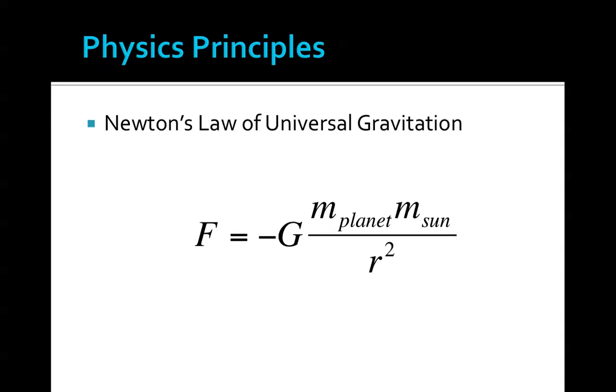In this lab, I use Newton's law of universal gravitation so that we can find the F-net acting on the planet. Again, Newton's law of universal gravitation is found by taking the constant G, which is negative 6.67 times 10 to the negative 11th, and multiplying that by the mass of the planet times the mass of the sun, and then dividing it by the distance squared between the two objects.